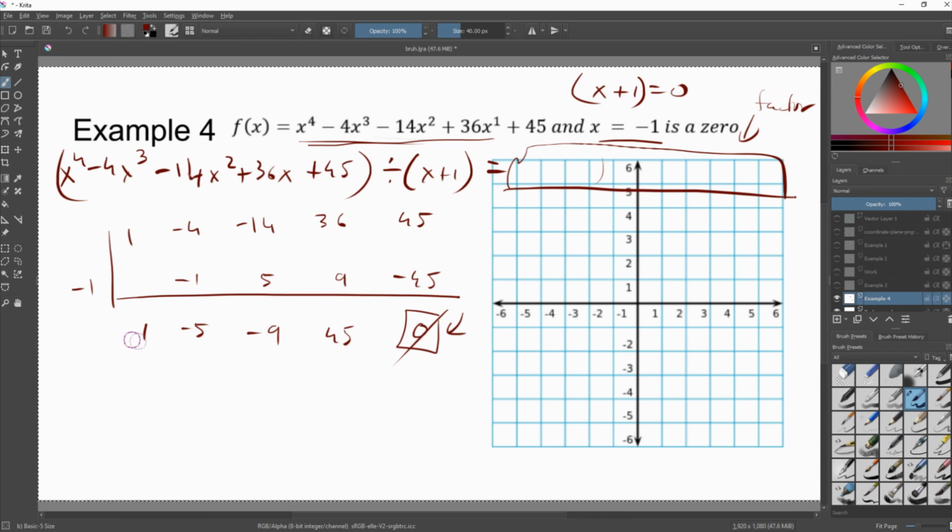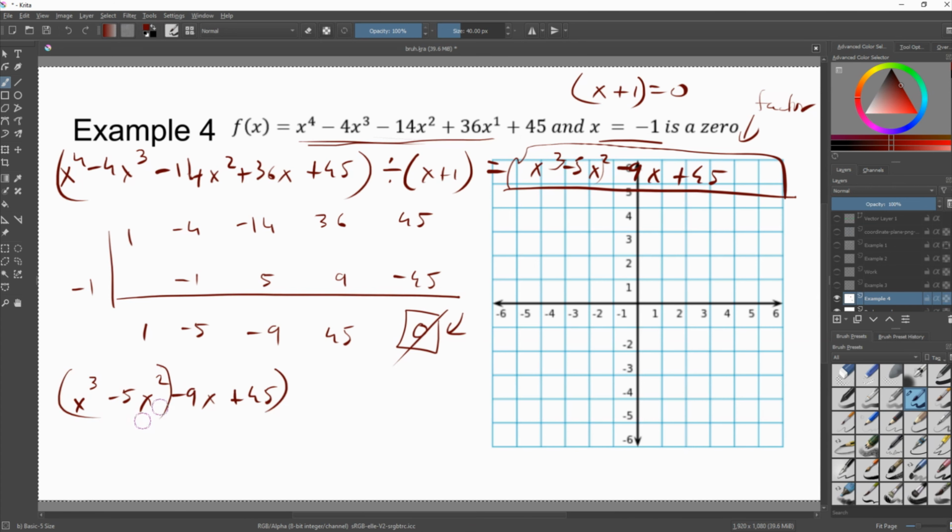So that's gone. So I have this. It's one exponent lower than this one. So it's going to be 1x cubed minus 5x squared minus 9x plus 45. No remainder. Okay. So that is this here, the result of the division. Oops. x cubed minus 5x squared minus 9x plus 45. Now I just factor this guy and I find out the rest of the zeros.